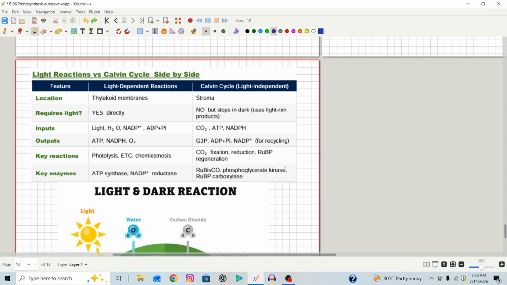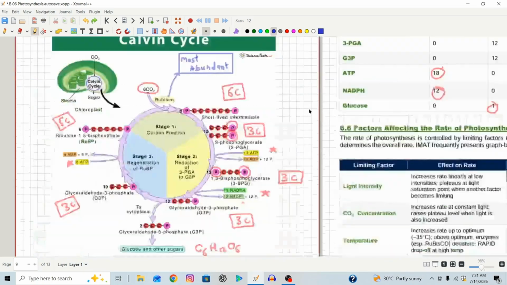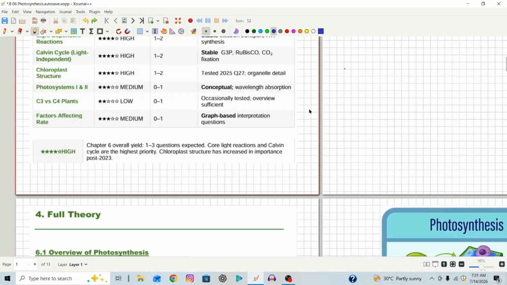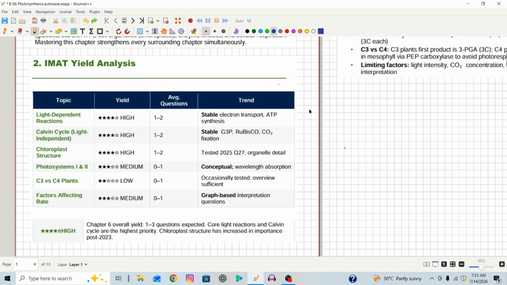In the Cambridge era before 2023, this chapter was really important, and after the paper pattern has changed, it is still really important. This chapter might come in 2026, 2027, 2028, 2029, 2030. It will still remain an important chapter, so don't neglect it. But most of your energy should go towards the respiration side. Still, don't leave these topics. We have already discussed what the high yield topics and low yield topics are. They are in front of you. Your main focus should be on high yield topics.